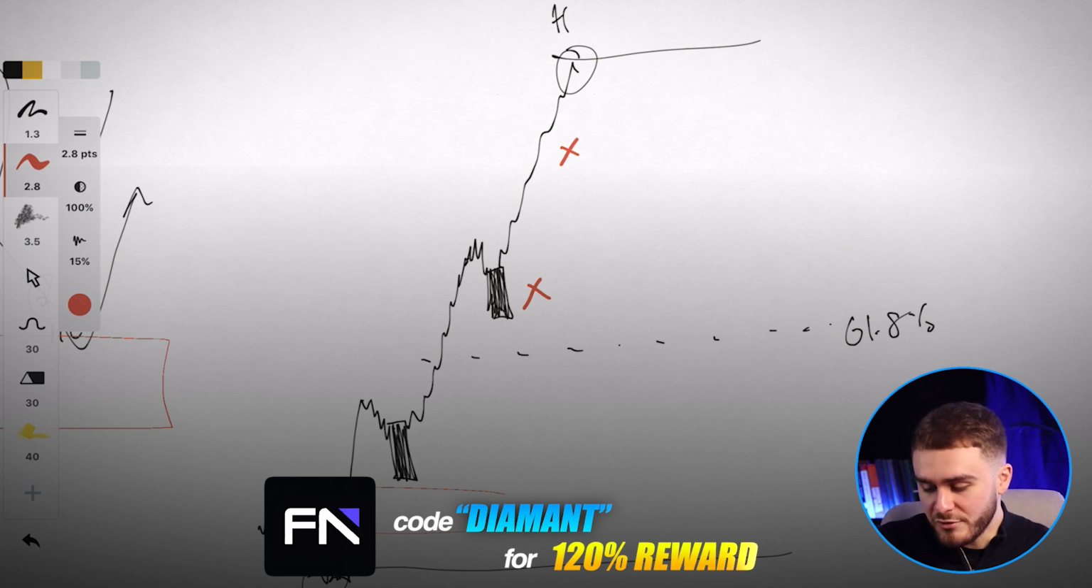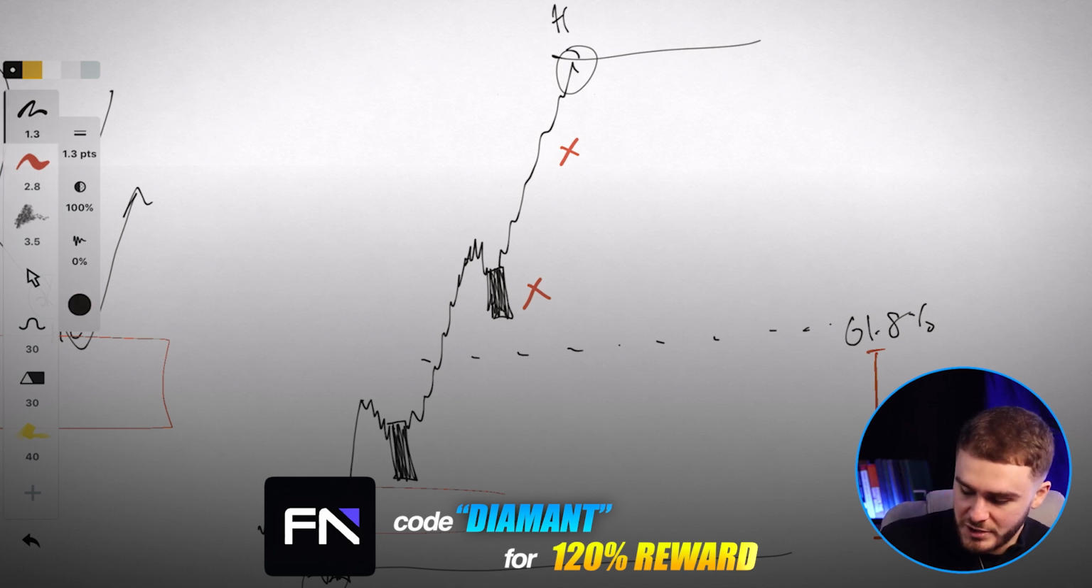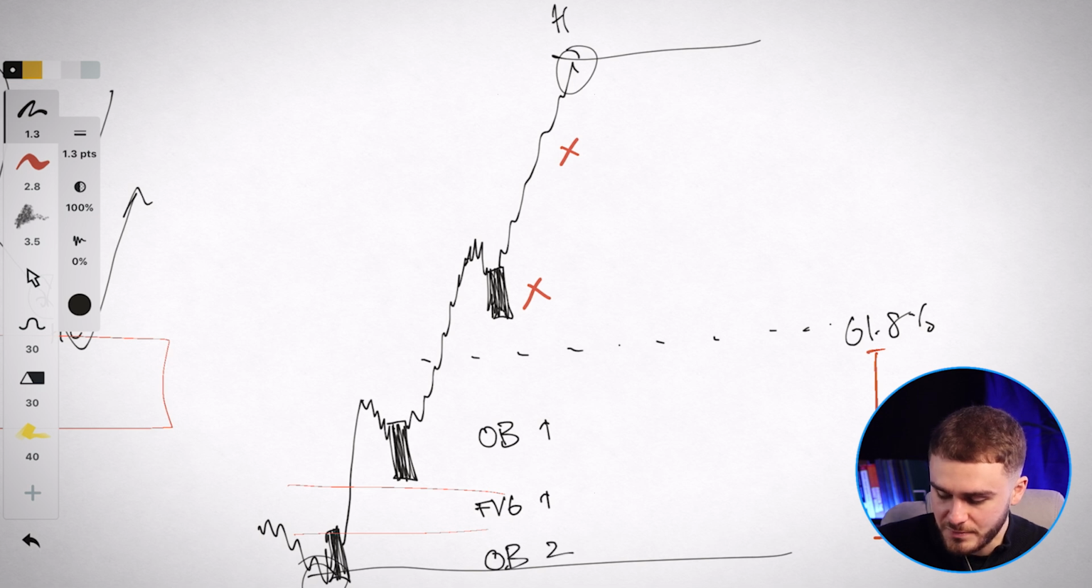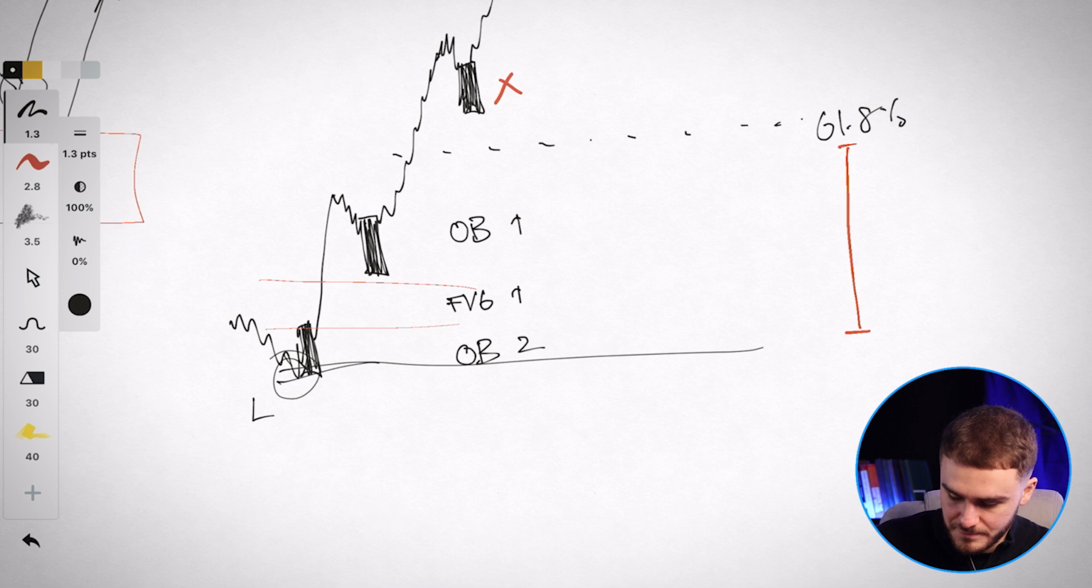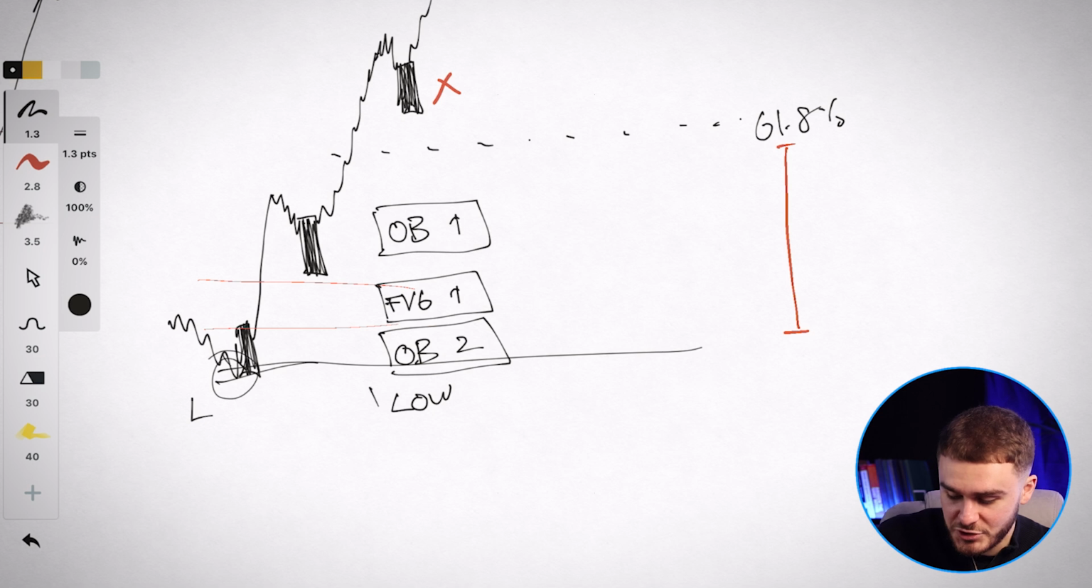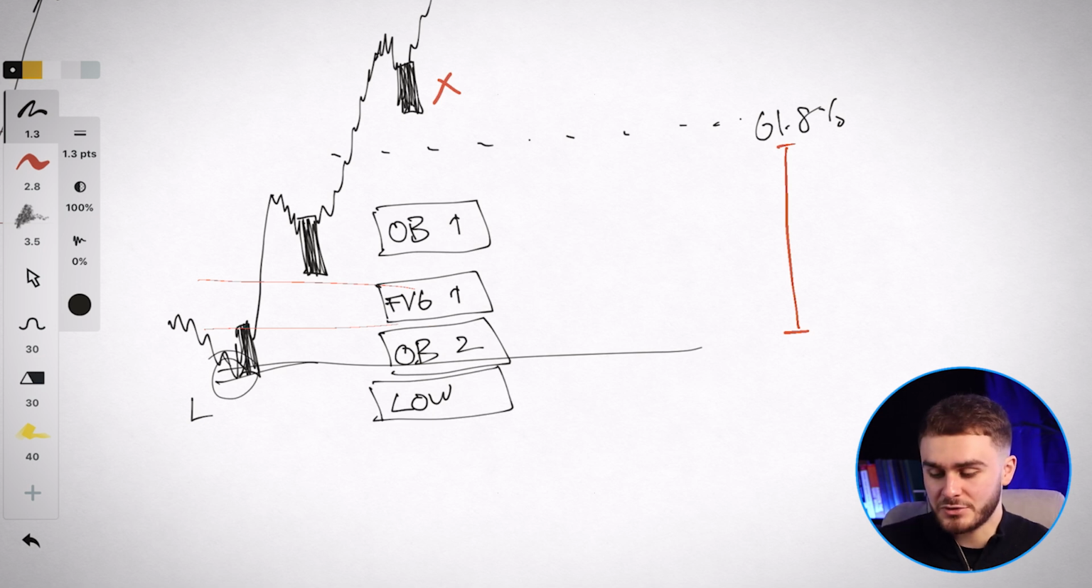Now, even though we've refined it to just this 61.8% retracement or even further, there's still multiple points of interest that we could enter. I'm going to identify the first one is going to be this order block zone 1. Then we have got the fair value gap 1 there as well. And then we've also got the order block 2. Another extra layer that we've got on top is potentially this low over here. So what we've identified is we've actually got 4 potential points of interest that you might possibly enter on.